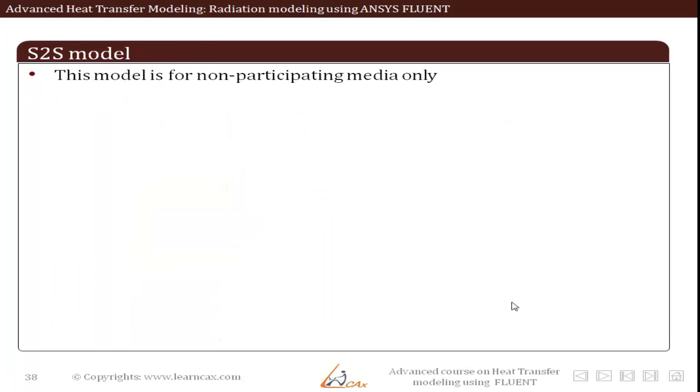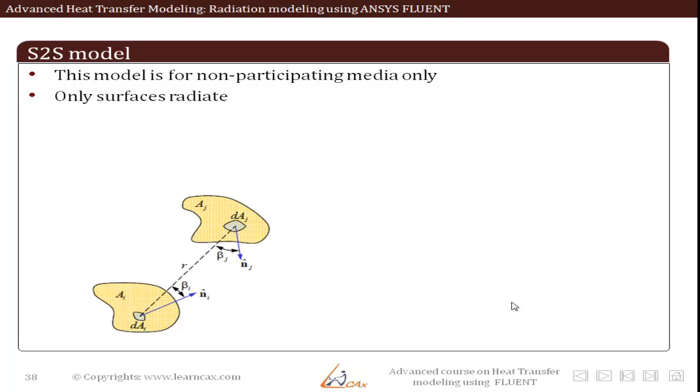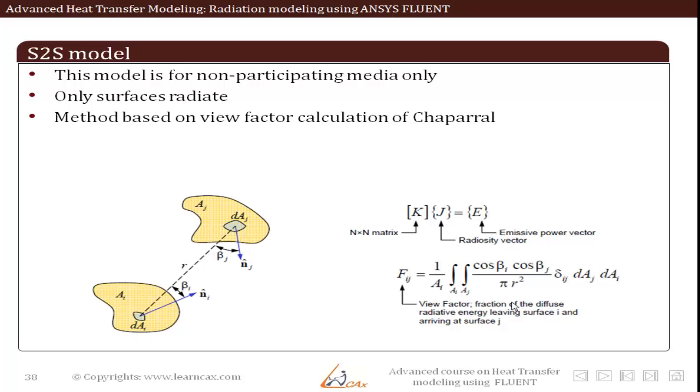After DTRM, we will see the S2S model. The name of the model is surface to surface model. The model is for non-participating media only, hence only surfaces radiate or take part in the radiation. The method is based on the view factor calculation principle of Chaparral. Depending on the number of surfaces taking part in the radiation, an n by n matrix solver solves the radiation calculations using the view factors for each surface. So this is a sort of radiation calculation based on surface view factors.